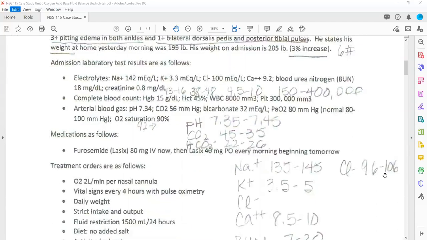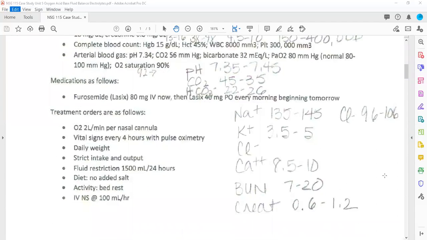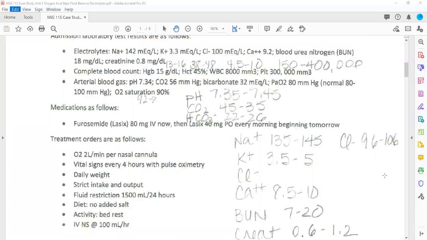And I moved down here a little bit and I wrote out the normal electrolyte levels. I kind of do that when I'm looking at, like I said, whether it's an NCLEX question or a case study: what are my normal lab values? And so are those normal or abnormal? So his sodium level's normal. His potassium level's a little bit low. It should be 3.5 to 5.